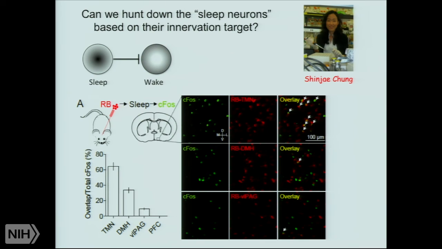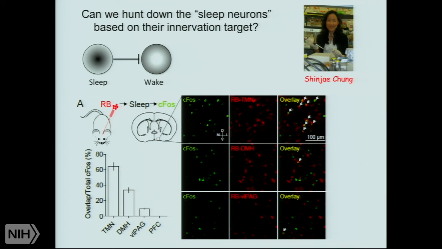So what we did here was that we injected the retrograde tracer, retrobeads, into a whole bunch of known postsynaptic targets. These are the regions that we know promote wakefulness. One is the TMN, which contains the histaminergic neurons, which are very important for wakefulness. DMH, also in the hypothalamus, and the vlPAG. And we also did a c-Fos staining after sleep rebound. And so what we found is that the neurons that are retrogradely labeled from TMN occupy the highest percentage of the c-Fos positive neurons. In other words, if we look at all the sleep active neurons based on c-Fos staining, we see a lot of them projecting to the TMN.